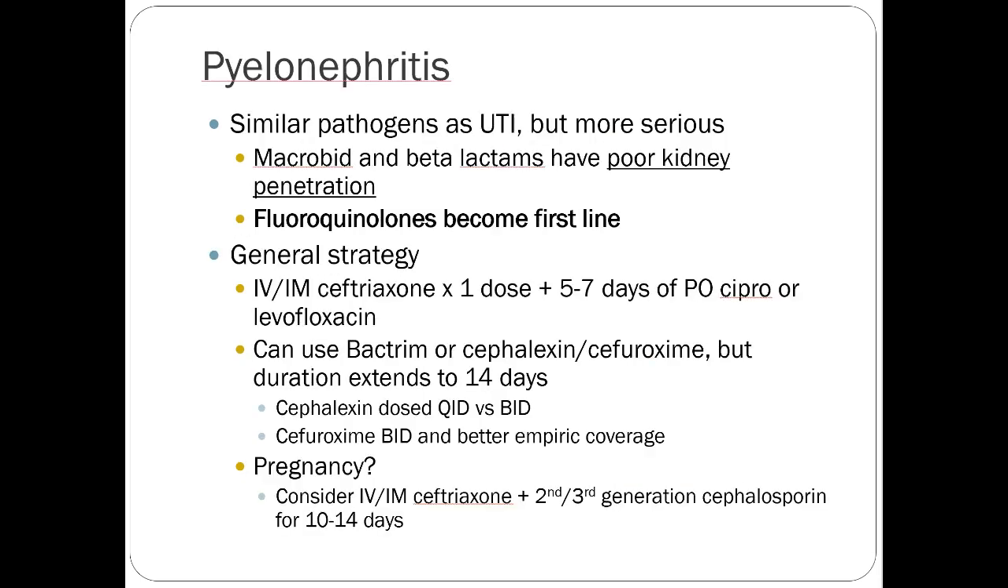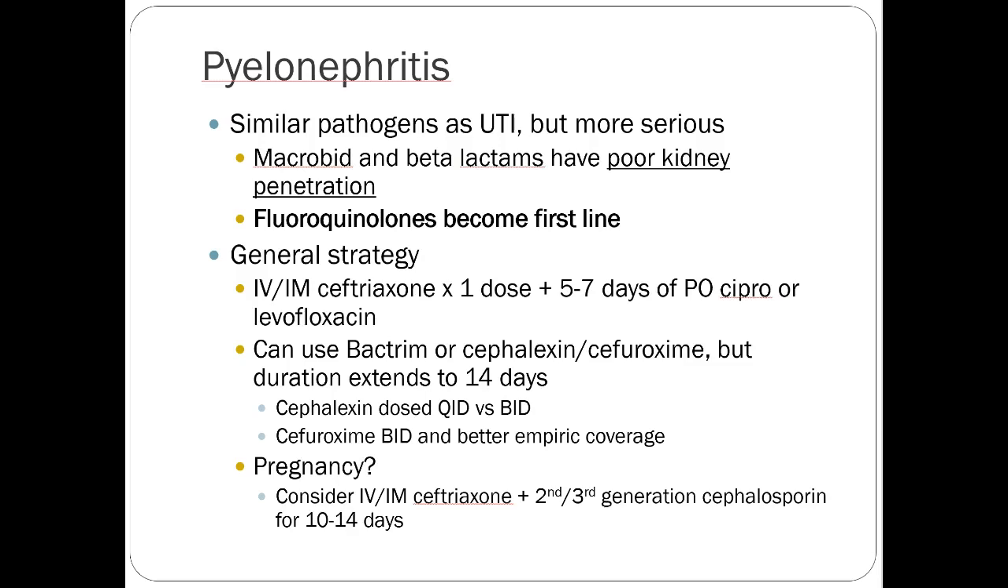All right, for kidney infections, pyelonephritis, very similar pathogens to UTI, same thing, but it's further up the urinary tract, right? So remember, Macrobid is not a friend here. It just really gets into the bladder. We don't use it anywhere else. Beta-lactams have really poor kidney penetration, but they can be used. You just have to use them at much longer courses.